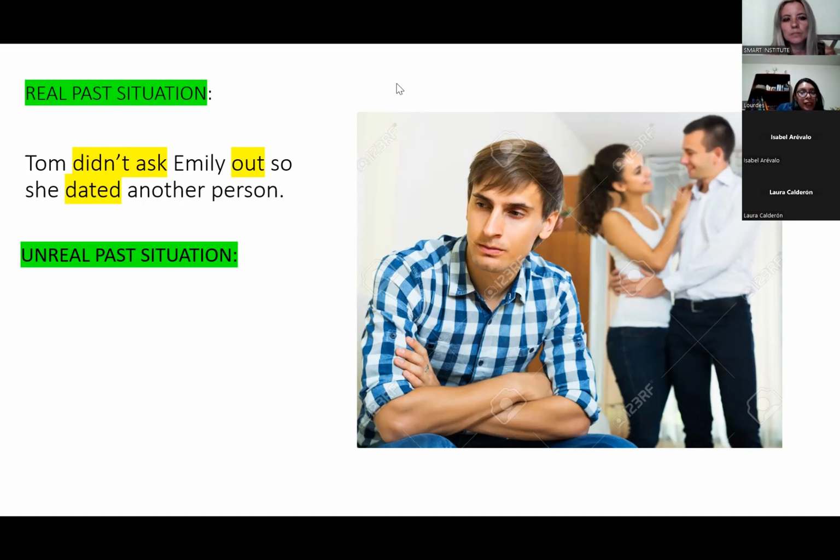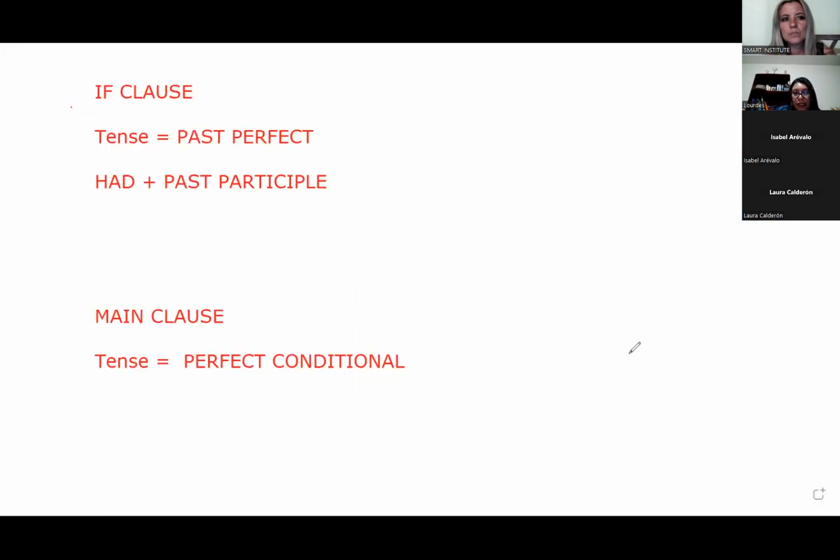When you express the opposite idea, a hypothetical idea about the past, in the if clause, you are going to use past perfect. Tom is the person. So now the sentence here would be, in the if clause, past perfect. In the main clause or in the consequence, the perfect conditional.